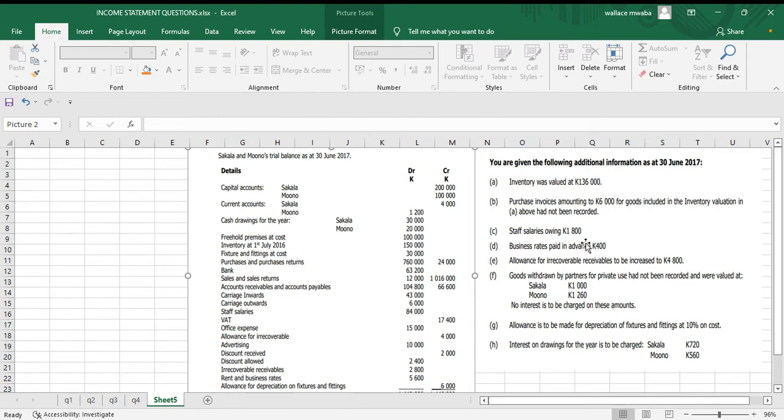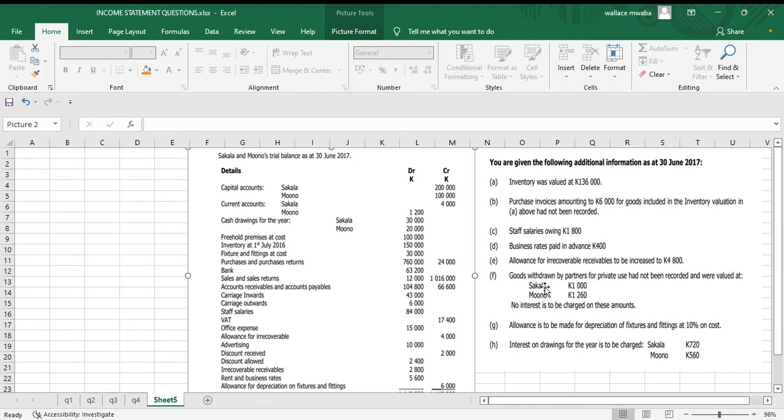as an asset. Then we have allowance for irrecoverable receivables to be increased to 4,800. So we've been told there's been an increase in the allowance for irrecoverable receivables. This increase is going to be added to our expenses. What we have to do is find out how much it has increased. If we go to our balance sheet, we see the allowance for irrecoverables is 4,000. So we'll just say 4,800 minus 4,000 and we get an 800 kwacha increase.